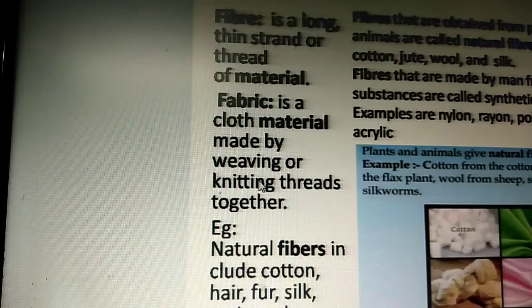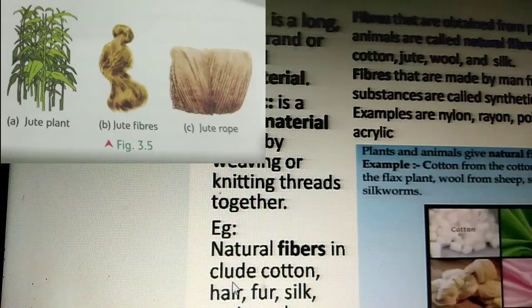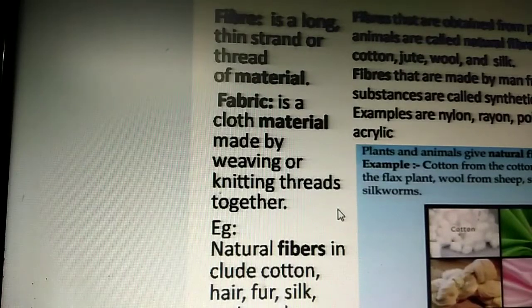Now coming to examples of natural fibers: cotton, fur of animals, silk, wool, linen, jute also comes as one of the natural fibers. These are all examples which are obtained from plants and animals. So they are called the sources of natural fibers.